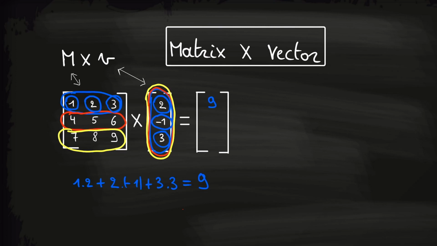Then we do the exact same thing for the second row of the matrix. We again take each element of the second row and multiply it with the corresponding element in the vector. Then we add all these products and the outcome will be the value for the second element of the new vector. We keep on doing this for all rows in our matrix.